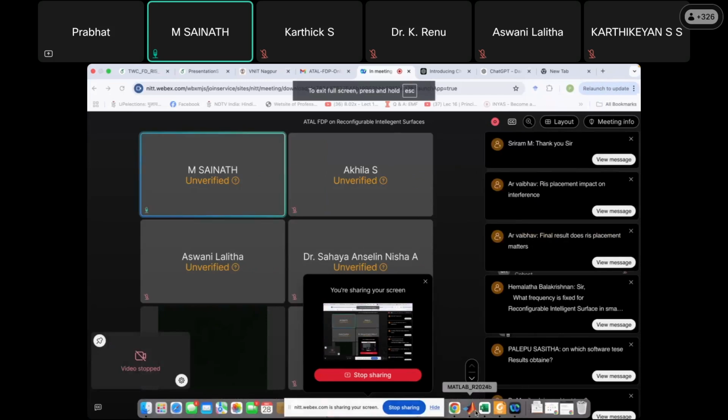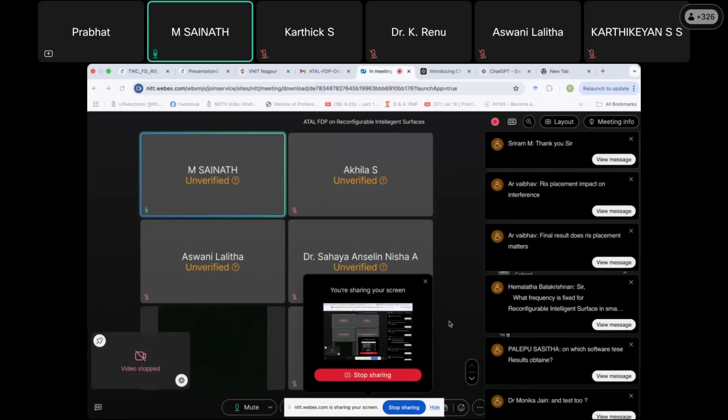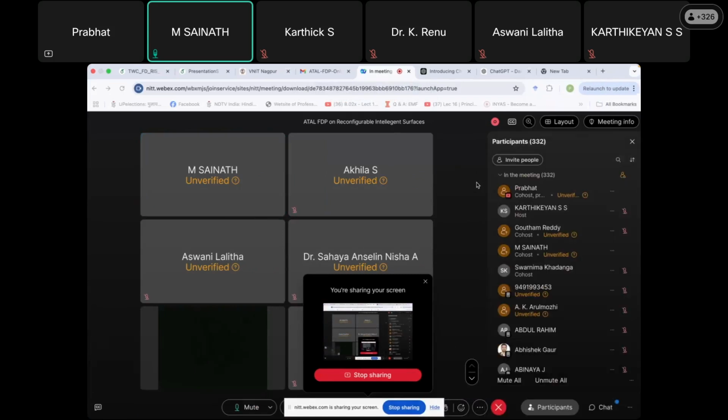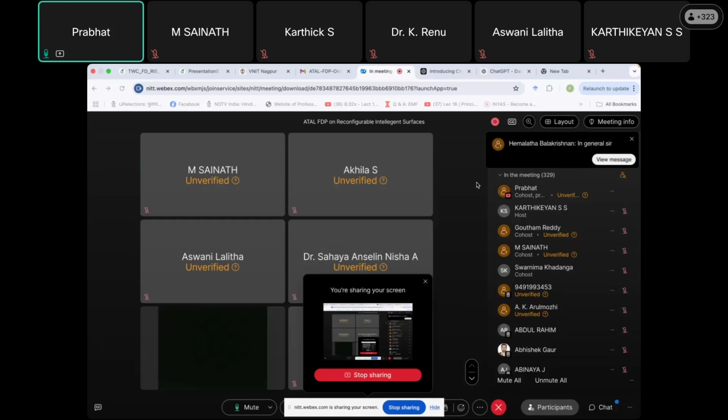What frequency is fixed for reconfigurable intelligent surface in smart home applications? Is it related to what we have implemented at our place, like what surface we have fabricated, or in general you are asking? So it is not particular to that RIS, because whatever frequency your equipment is working at, maybe ISM band or 5G FR1 mid band, accordingly you have to design your RIS and fabricate it in that particular frequency band. Actually, RIS is a technology which can be deployed in any frequency range. Theoretically, yes.